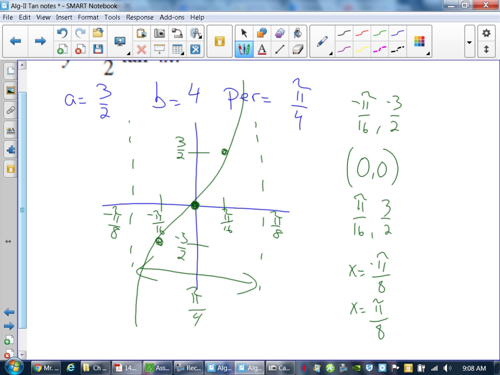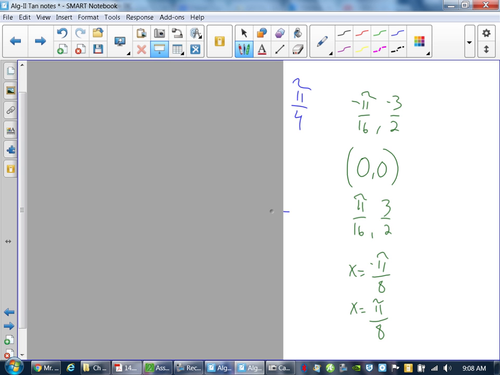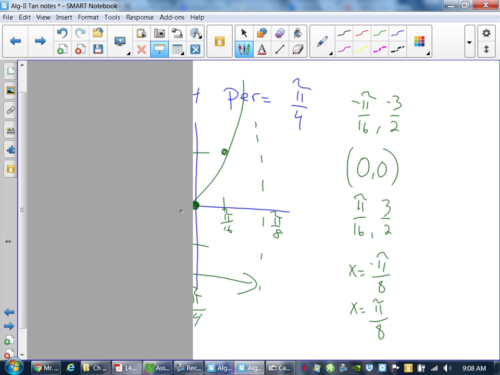Yes, sir. I don't get how you find the 2 points. Which 2 points? Like negative pi over 16 and negative 3/2. Okay. What happens on a tangent graph is half of all the action is on one side, between 0 and pi over 8. What's half of an eighth? A 16.